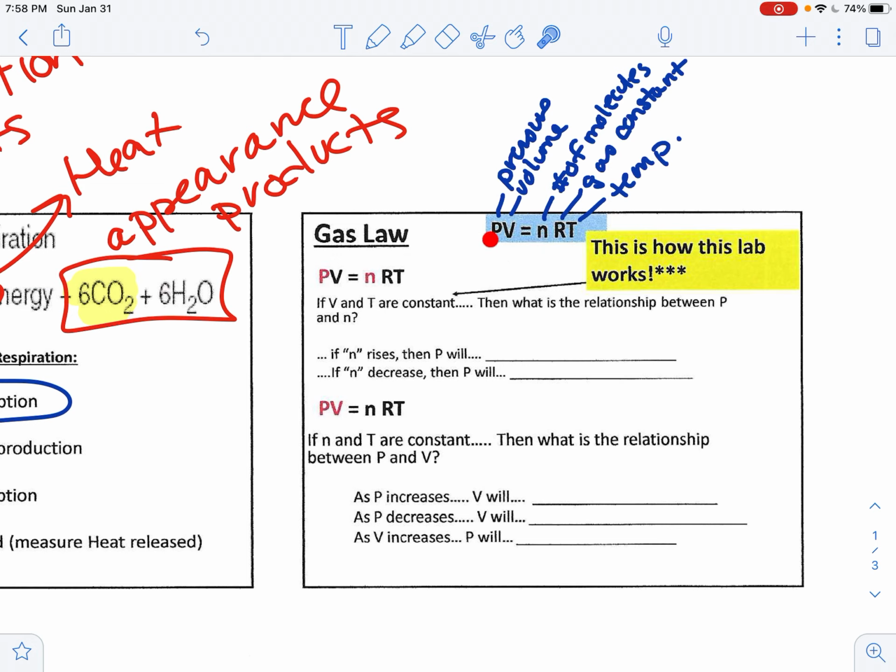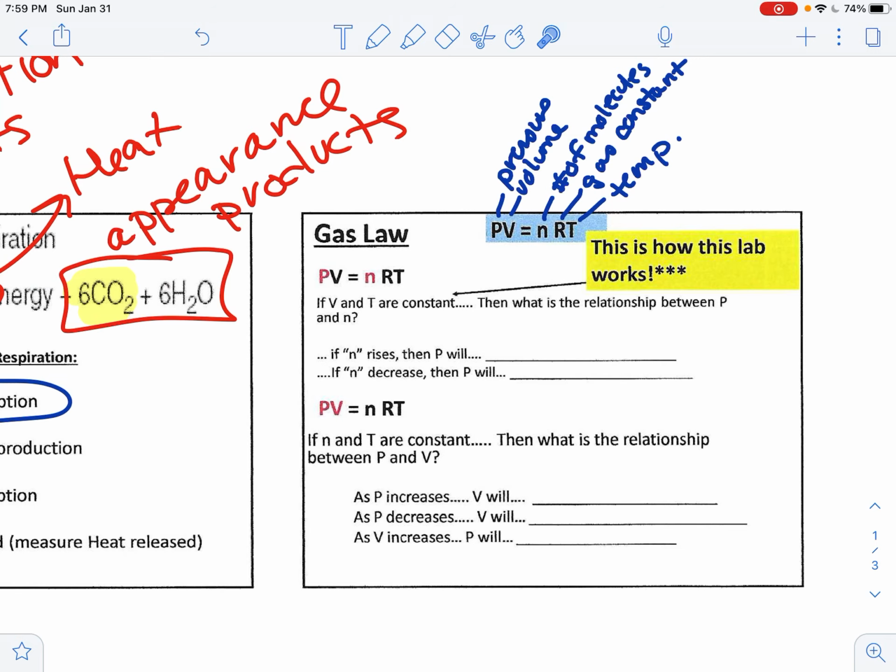As one increases, the other will increase, assuming the other things are constant. Anything that's on the same side of an equation is going to have an inverse relationship. So if I keep all of these things constant and decrease the pressure, that's going to make the volume increase, or vice versa. So that's just general equation things here.